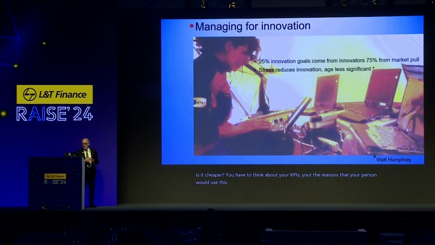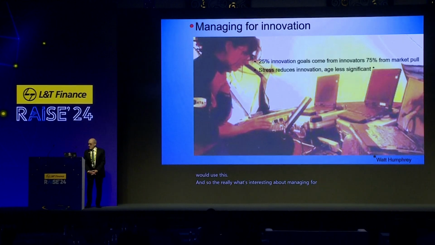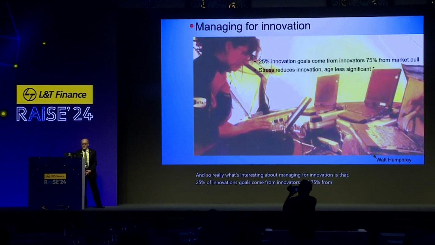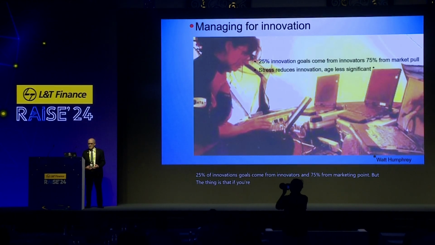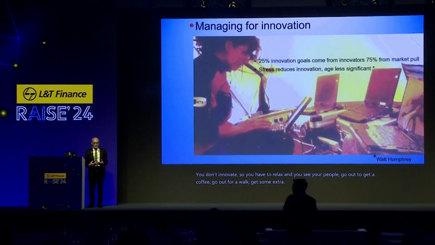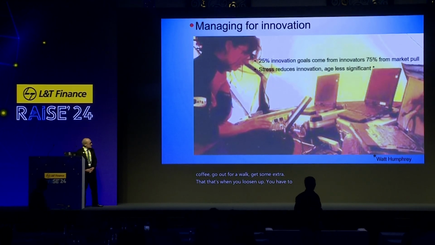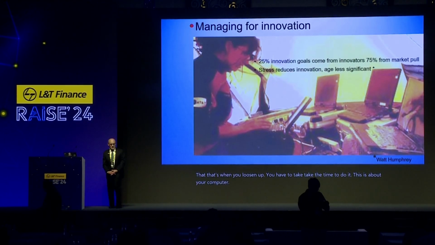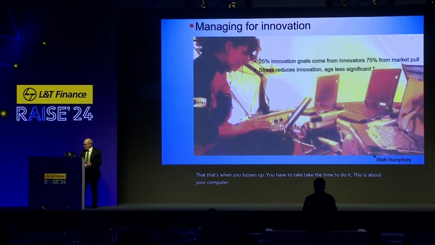And so really what's interesting about managing for innovation is that 25% of innovation goals come from innovators and 75% from marketing pull. But the thing is that if you're stressed, you don't innovate. So you have to relax. You see your people go out to get a coffee, go out for a walk, get some exercise. That's when you loosen up. You have to take the time to do it. This is a bunch of computers that I made specifically to use on Mount Everest that had special everything. It was a lot of fun.